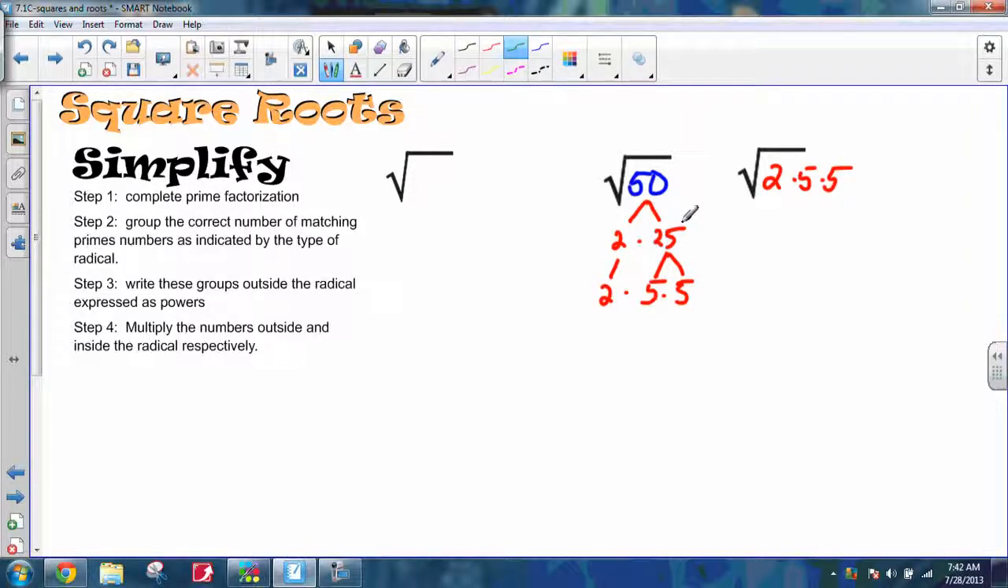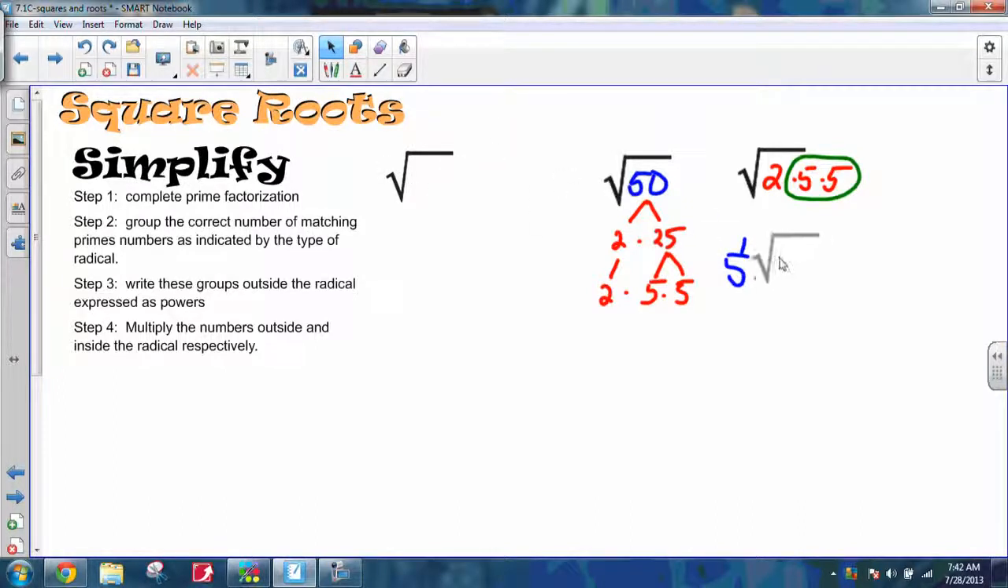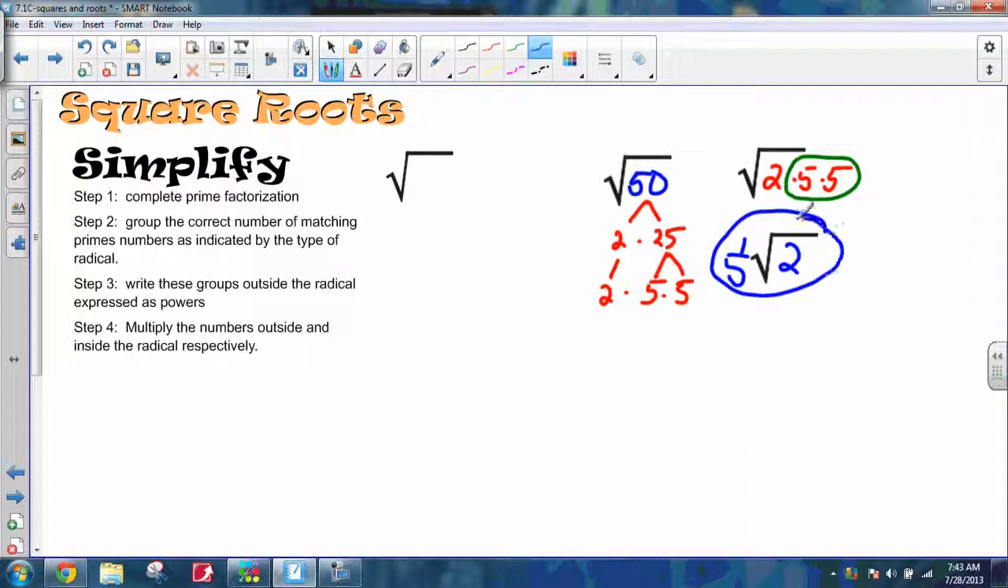Step number 2 says we need to group the correct number of matching prime numbers as indicated by the radical type. So, we have a square root, so we need 2 identical numbers to make a group. So, I see one group of 5. Step number 3 said we have to write these groups outside the radical expressed as powers. So, I have one group of 5, and what's left inside the radical is a 2. So there's nothing to multiply outside, no multiple groups or multiple numbers inside, so our answer is just 5 square root of 2. Let's look at another example.